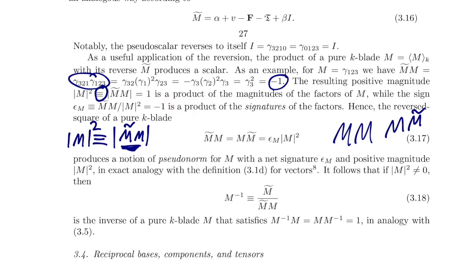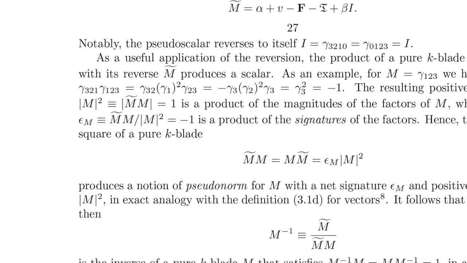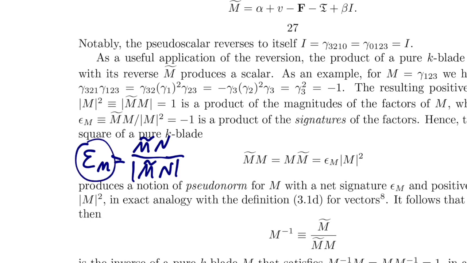Right? So it is a product of the magnitudes of the factors of M, while the sign, which they give as epsilon sub m, is, and now I've got to erase some of this stuff here, the sign is given as the reverse square, not the absolute value of the reverse square, but the reversed square itself divided by the magnitude. All right, so the sign of a multivector m is equal to the reversed square divided by the absolute value of the reversed square, right? And that just gives you a sign. And in this case, it's either plus 1 or minus 1.